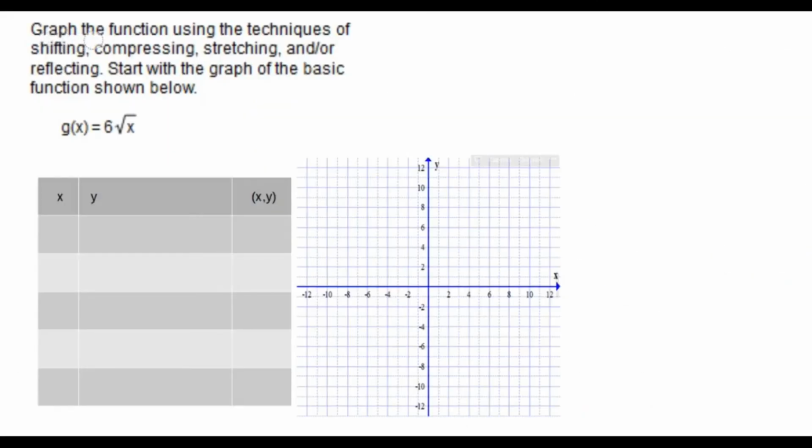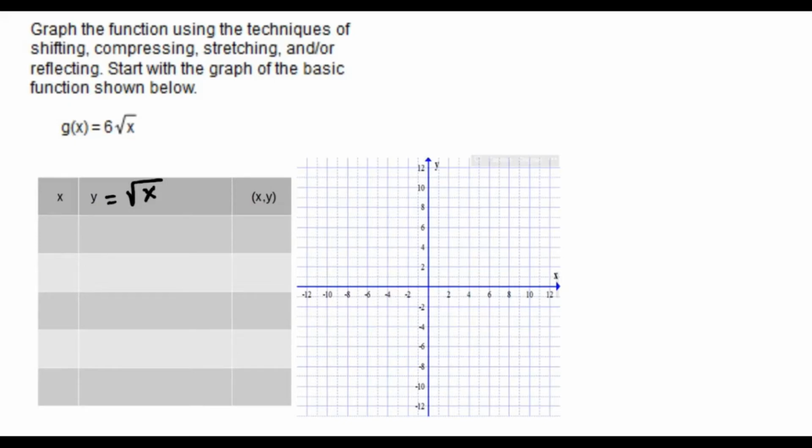On this one, we want to graph the function using the techniques of shifting, compressing, stretching, and/or reflecting. We're going to start with the graph of the basic function shown below. We've got g of x equals 6 square root x. So we don't have the basic function shown, we're going to reproduce it. And our basic function is the square root graph. So we're talking about y equals the square root x.